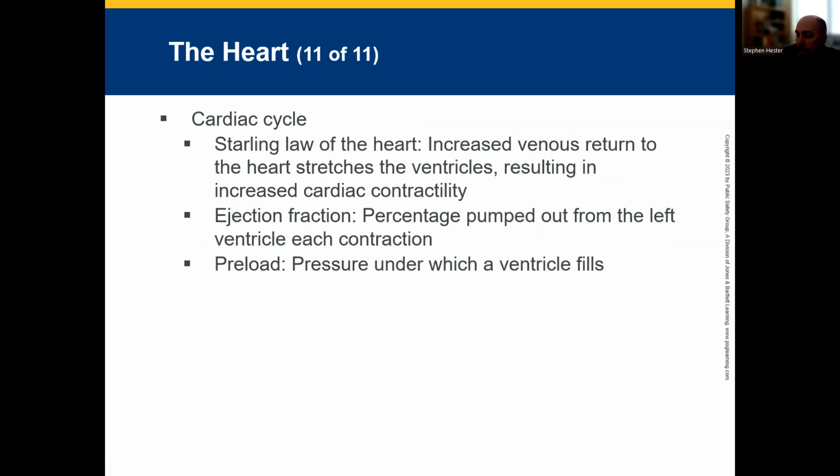The Starling law of the heart says that increased venous return stretches the ventricles, resulting in increased cardiac contractility. The ejection fraction is the percentage pumped out from the left ventricle in each contraction, and the preload is the pressure under which the ventricles fill.